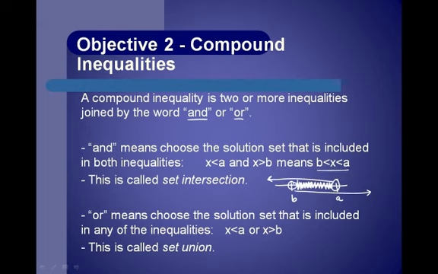For the second one, or means to choose the solution set that is included in any of the inequalities. So for this case, our graph would look like x is less than a, which would be back to your left. For the second part, x is greater than b, which means this part. Since it's an or, that means it's whatever is in the left-hand or the right-hand side of the graph, so that would be your total graph. Now this is called set union, and usually we represent set union with the little U symbol.